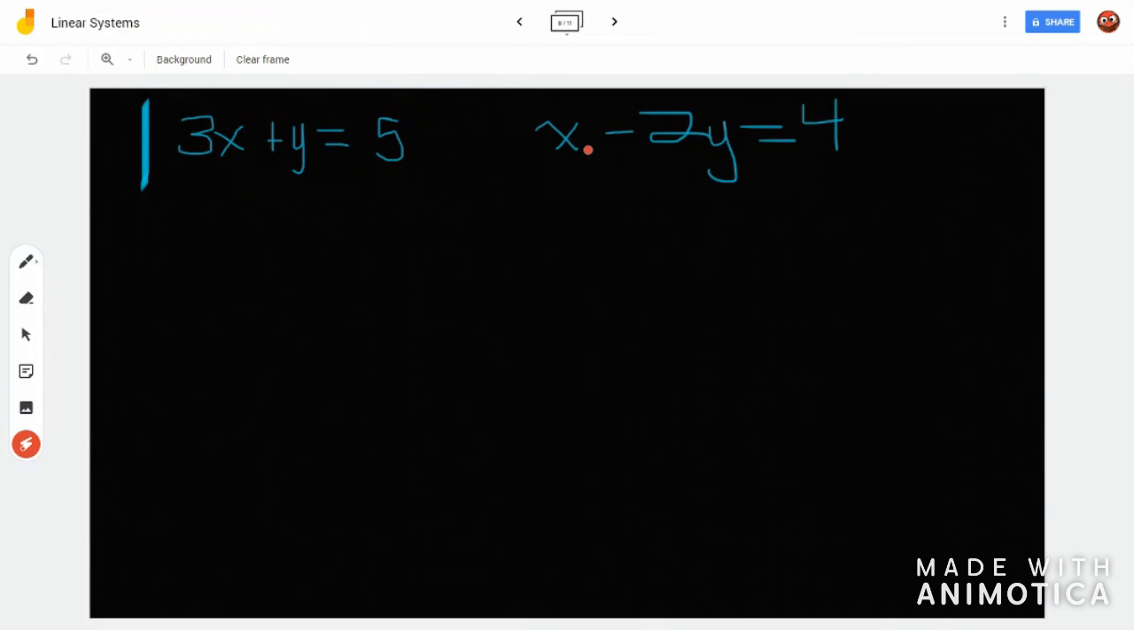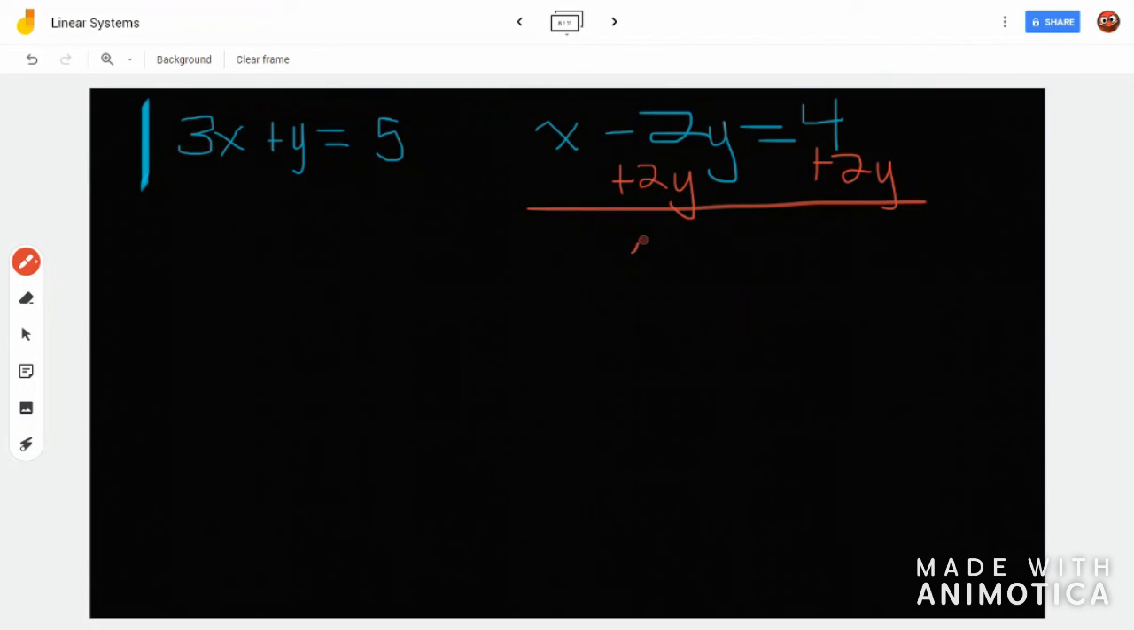So let's see. I think that we're going to solve for x over here on this side because that would take just adding 2y to both sides and I have x. So let's do that. I will add 2y to both sides, and I'll get my new equation, x equals 2y plus 4.